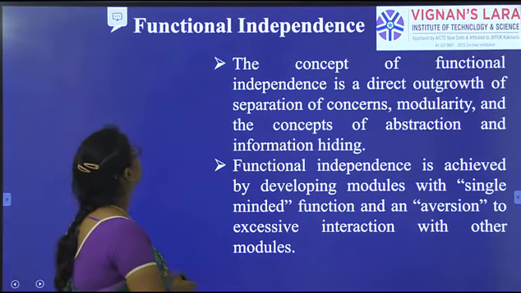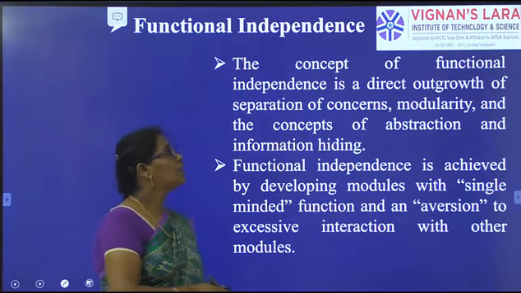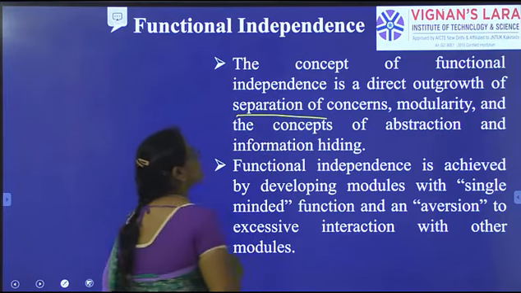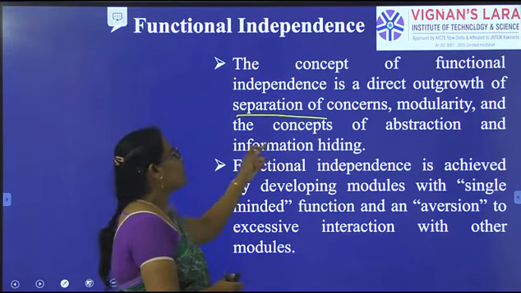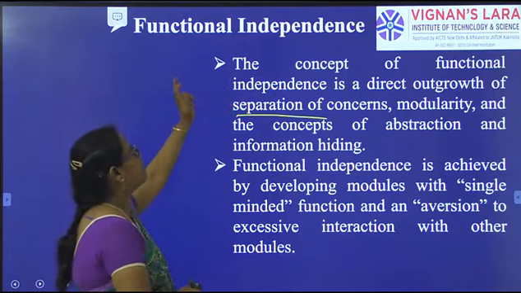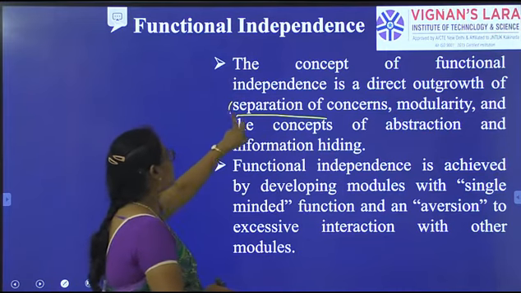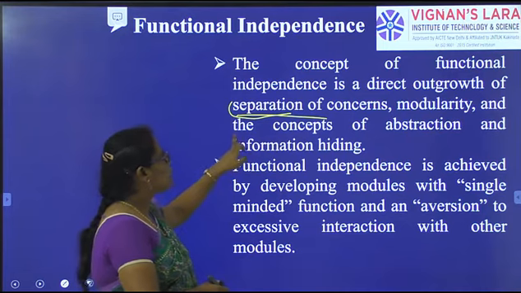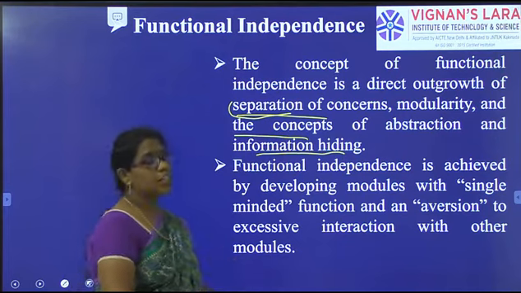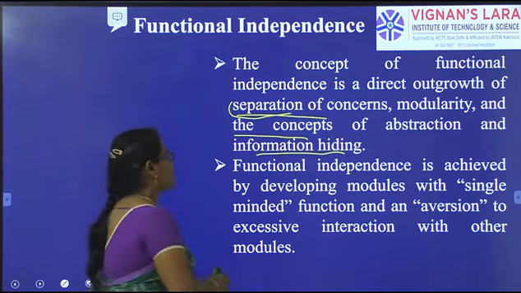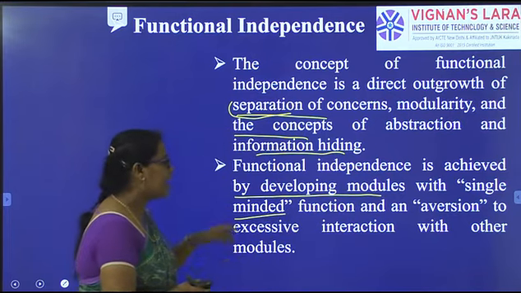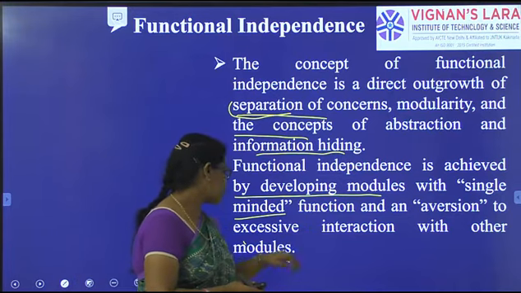And next, functional independence. The concept of functional independence is a direct outgrowth of the separation of concerns, modularity, and the concepts of abstraction and information hiding. So functional independence is a part of the separation of concerns, and it is also related to the concepts of abstraction and information hiding. So what is functional independence? Functional independence is achieved by developing modules with a single-minded function and an aversion to excessive interaction with other modules.